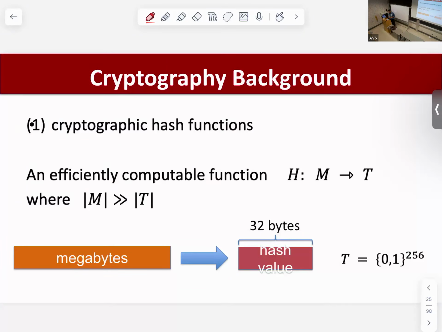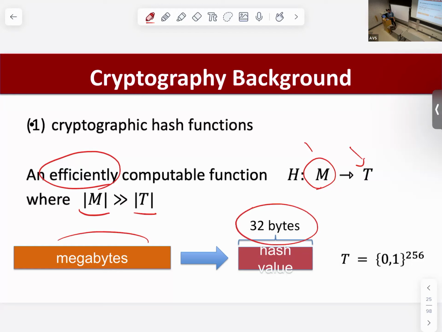Okay, so we already know about hash functions, but just to review a little bit: a cryptographic hash function is an efficient function that takes a message from a message domain M and transfers it to a domain T, or hash domain. The big thing about a hash function is that it reduces the message size into a much smaller size. That's the whole point of hashes. Usually the input size is significantly larger than the output size. For example, megabytes of data could be translated into 32 bytes of data.